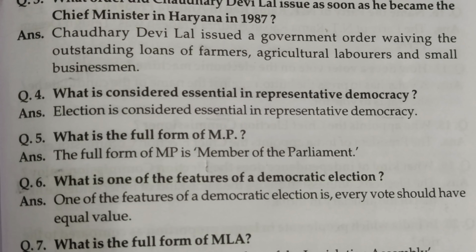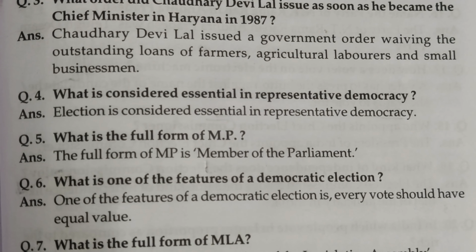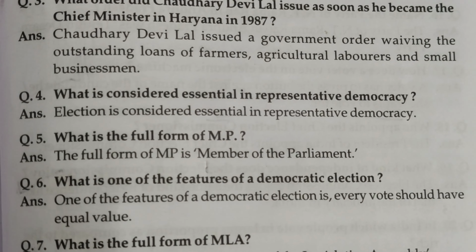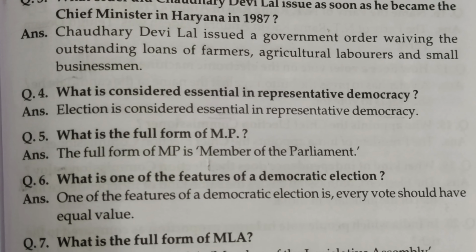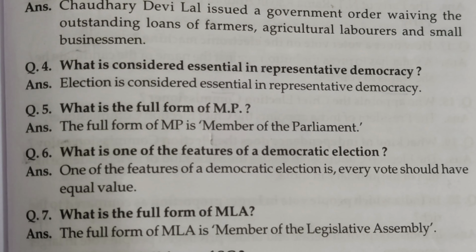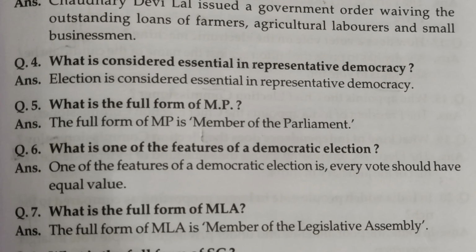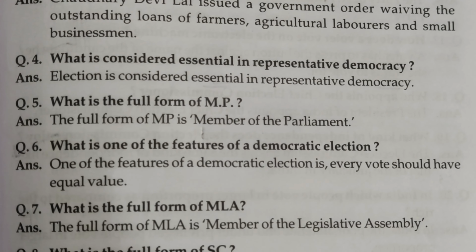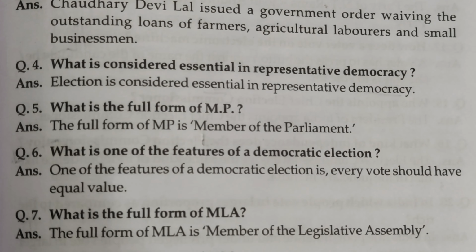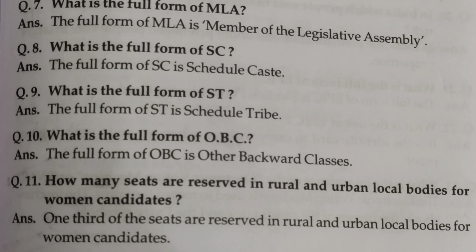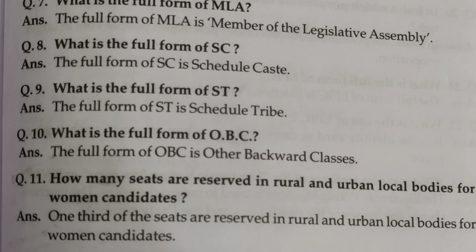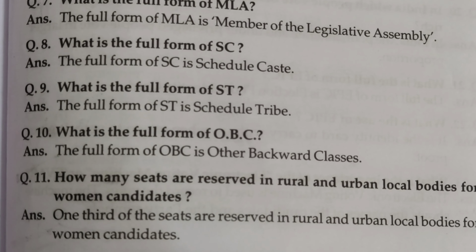Question number 6. What is one of the features of a democratic election? One of the features of a democratic election is that every vote should have equal value. Question number 7. What is the full form of MLA? The answer is, the full form of MLA is Member of Legislative Assembly. Question number 8. What is the full form of SC? The full form of SC is Scheduled Caste.